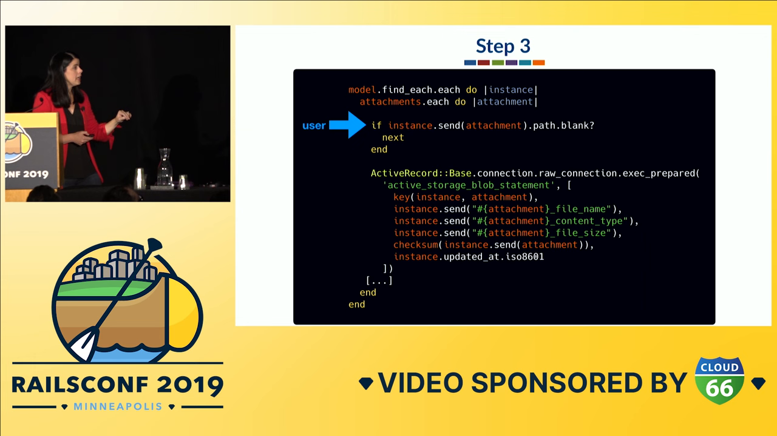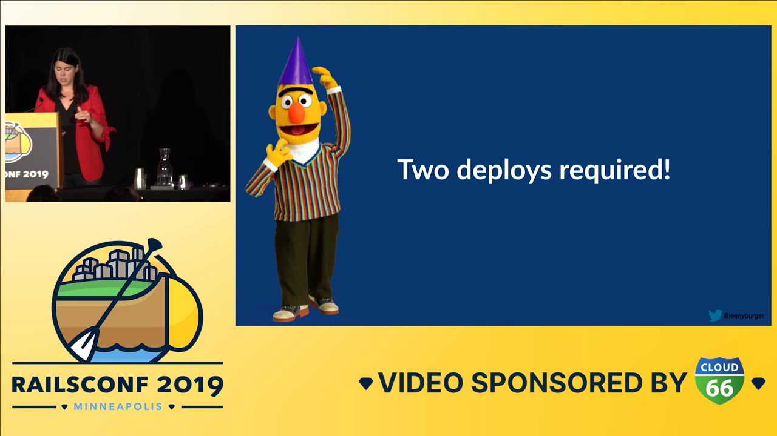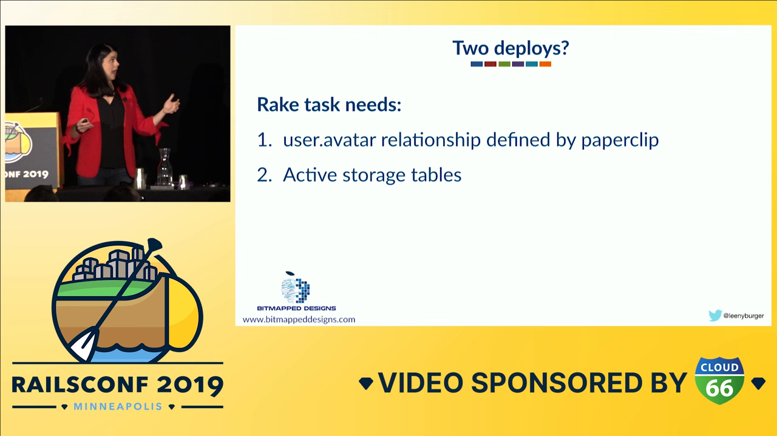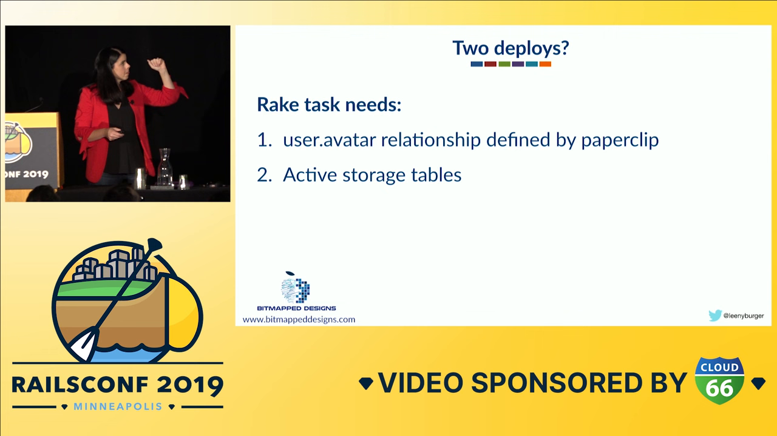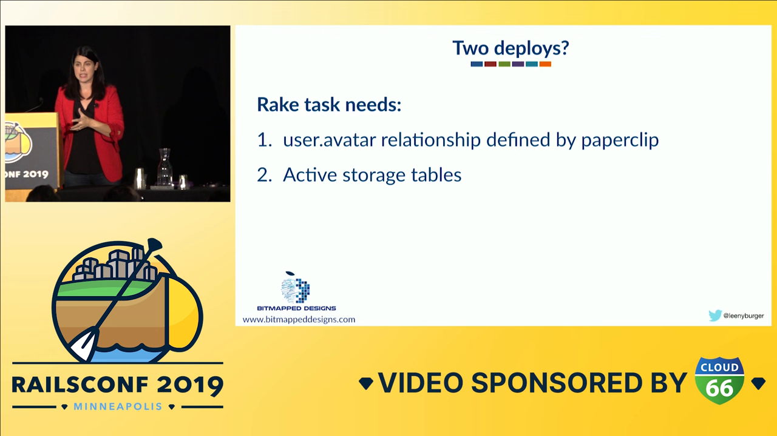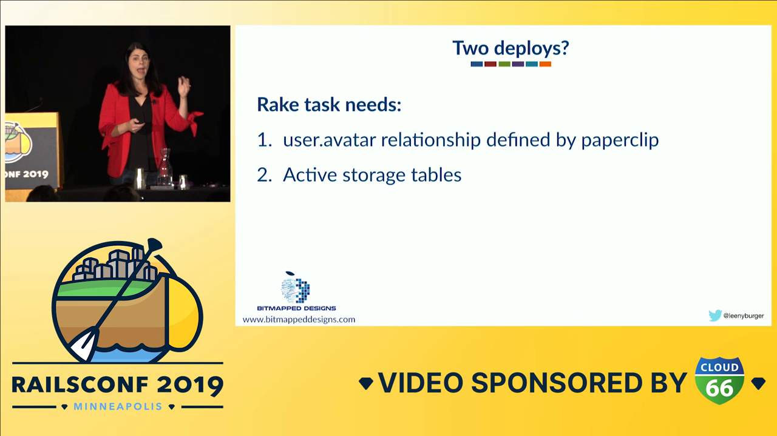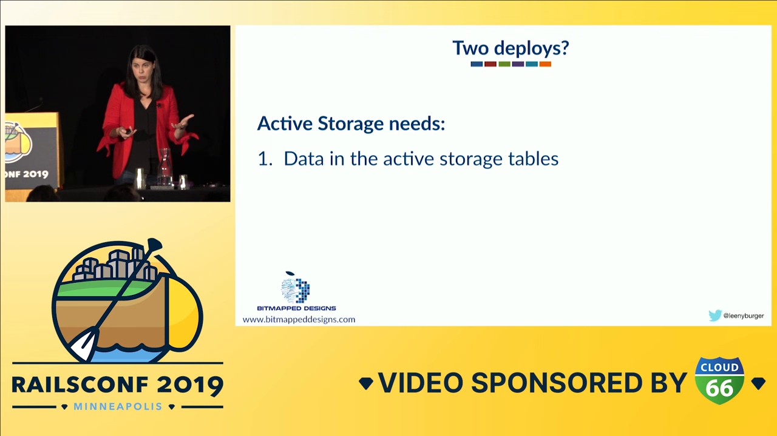That is important. It's important because this is going to take two deploys. So why does this process require two deploys? Well, the rake task we're building right now needs that user.avatar relationship defined by Paperclip I just showed you and circled. And it needs the active storage tables because it needs a place to put the data. So it needs to put the data in the active storage tables. Now, active storage needs data in the active storage tables. So you can't run active storage without first running the rake task, and the rake task is dependent on Paperclip. And we will revisit this.